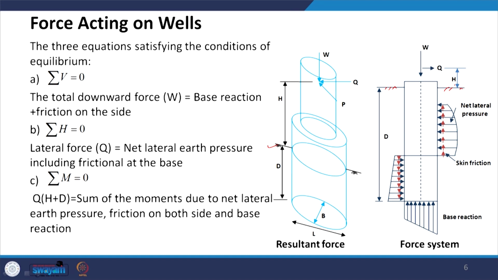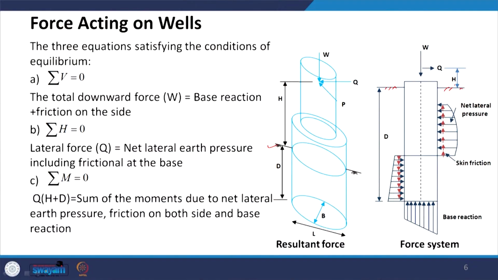So, what you have are 3 equations satisfying the conditions of equilibrium: summation V equal to 0, with the total downward force W, base reaction plus friction on the side, and summation H equal to 0. All together, total vertical forces should be 0 and total horizontal forces should be 0. So, these are 2 equilibrium equations.